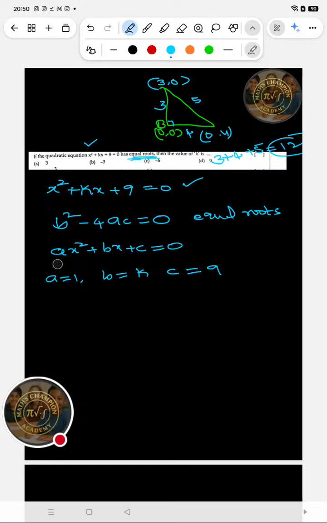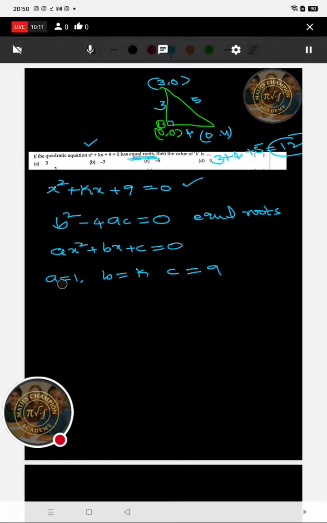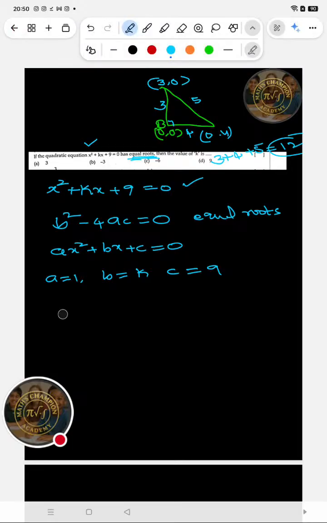So the quadratic equation general form is ax square plus bx plus c is equal to 0. Comparing these two equations, we get a is equal to 1, b is equal to k, c is equal to 9. Substitute these values in the equal roots condition. So b is k, k square minus 4, a value is 1, c value is 9, is equal to 0.